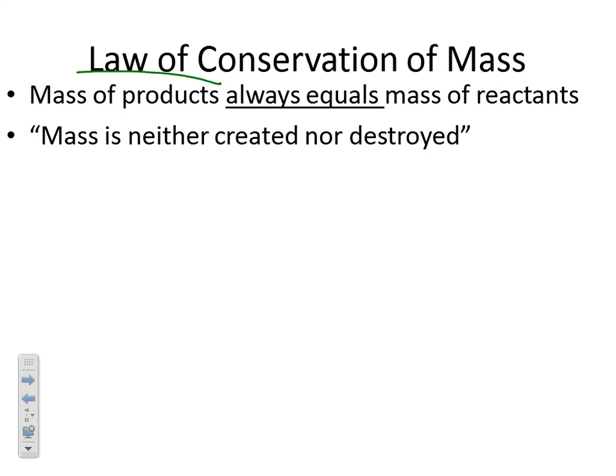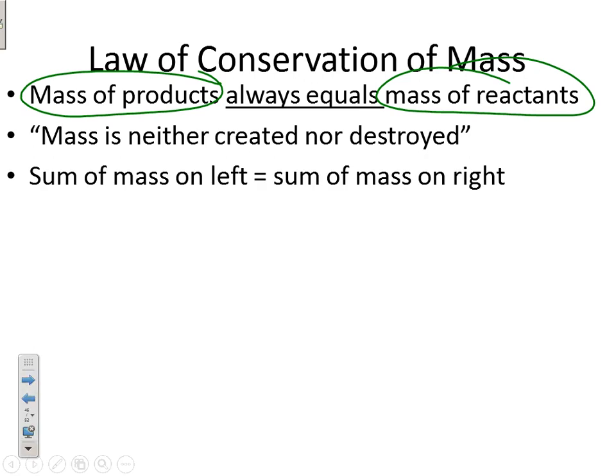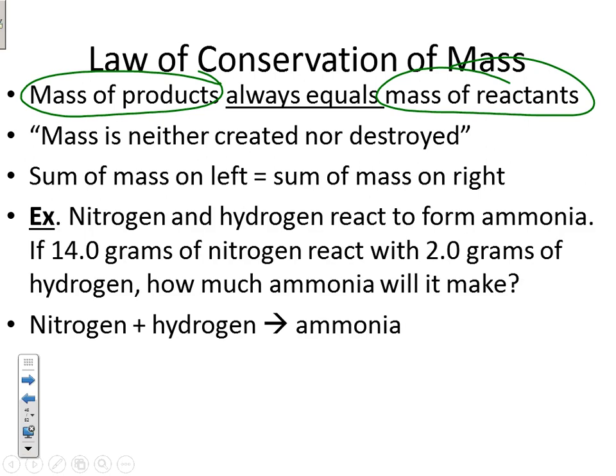We do not lose mass in a chemical reaction. Mass is neither created nor destroyed, which means that when we look at a chemical equation, it's simply saying that the sum of the mass on the left-hand side is equal to the sum of the mass on the right-hand side. Whatever the mass of the reactants is in total, it must be equal to the mass of the products in total. And this is actually a fairly common Regents chemistry exam question.